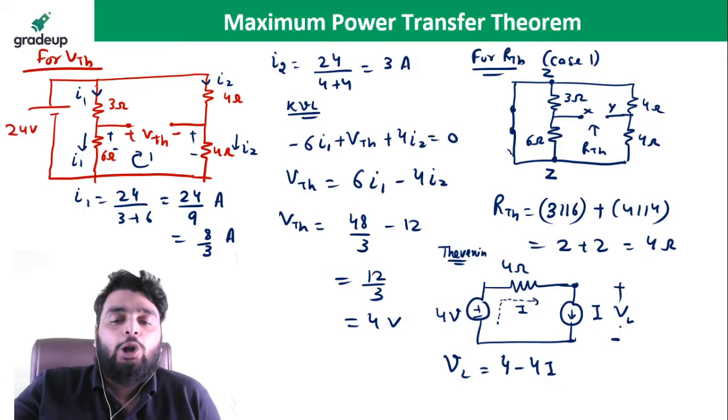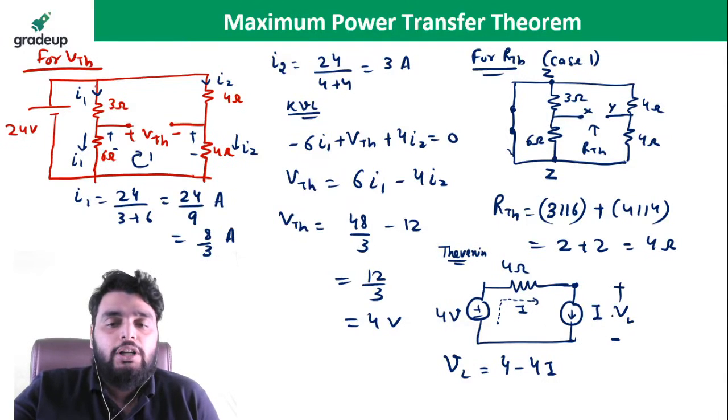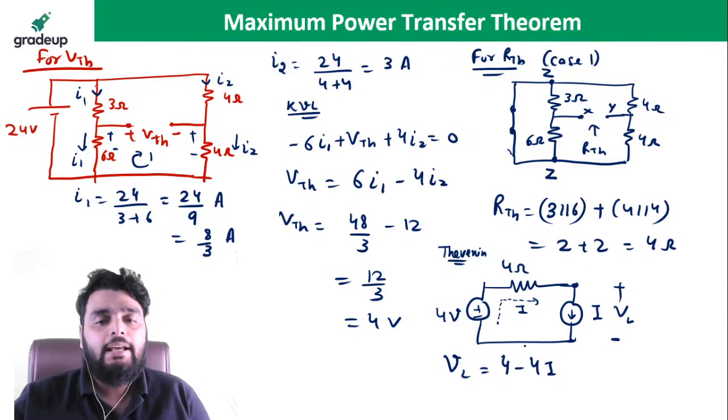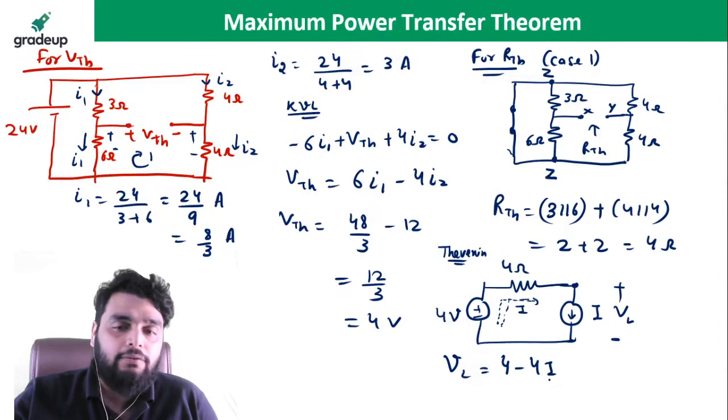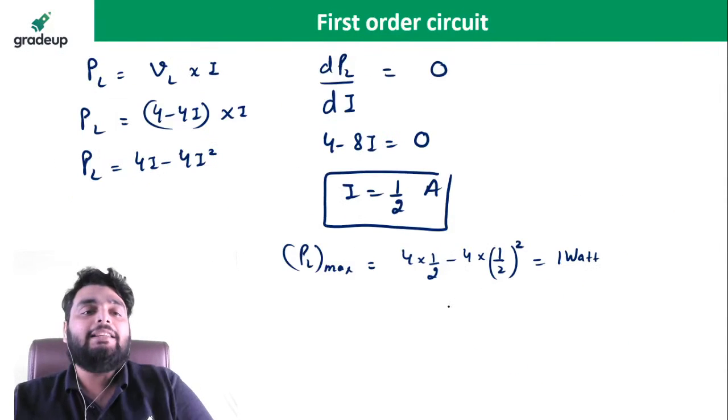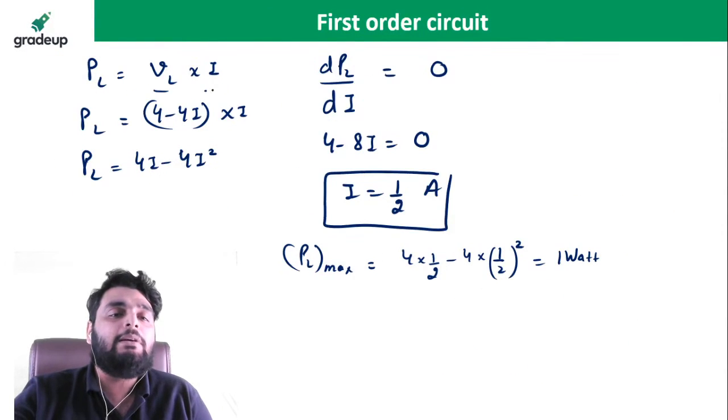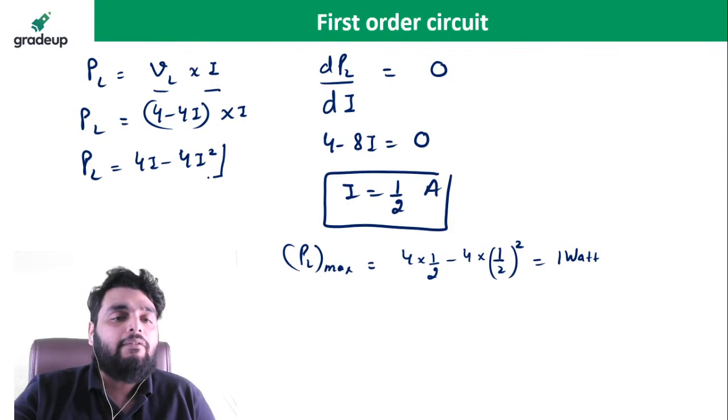Now the load voltage will be 4 minus 4i. Why? Because if I have a current source connected in a branch, the same current must flow. So it will be 4 minus 4i. Fine. And finally, the load power will be VL multiplied by I. Now this power should be maximum.